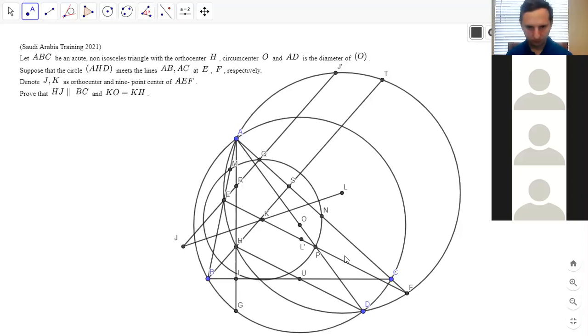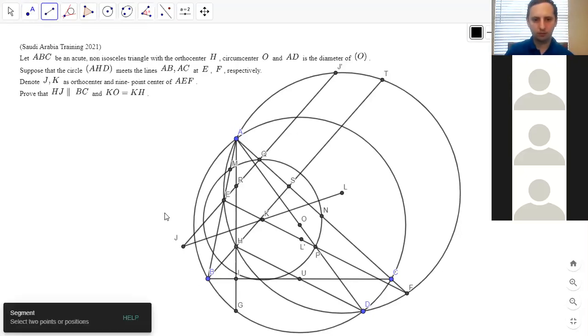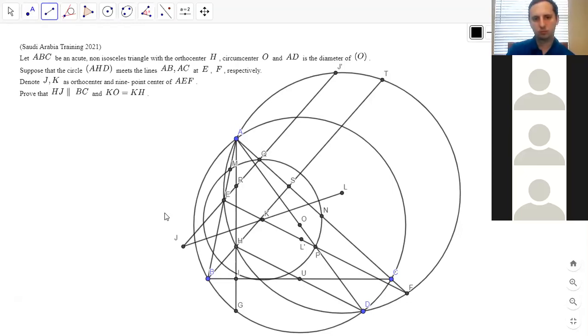Yeah, and we need JH to be parallel to BC, right? Therefore, we need J, H, P to be collinear. Okay. And so you define L as the center of the circumcircle of AEF, right? Yeah. Could you draw the diameter AA prime?